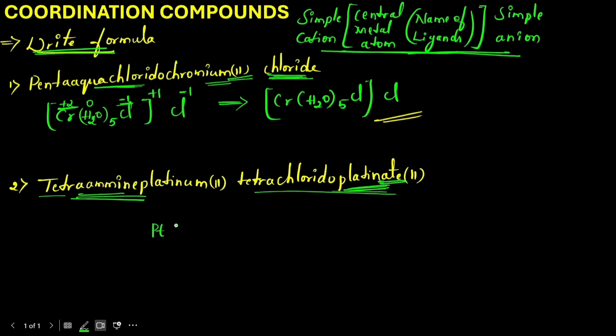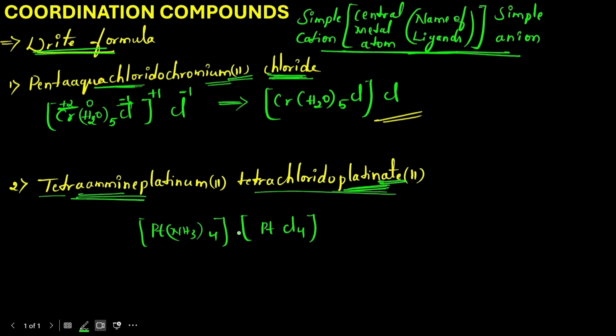Tetraammine: NH3 ligands, NH3 four times because it is tetraammine. Now you have to write the complex anion. Here the metal is again platinum. How many ligands are there? 4 ligands. The ligand is chlorido, therefore it is Cl4, close the square bracket.